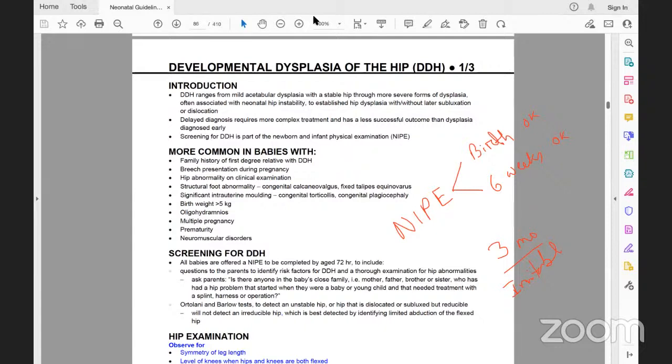Upside, yes. The buttock crease will go upside on the affected limb. Yes, the buttock crease. Okay. So remember, this is developmental dysplasia of hip.